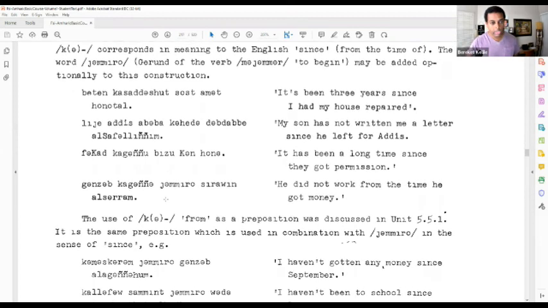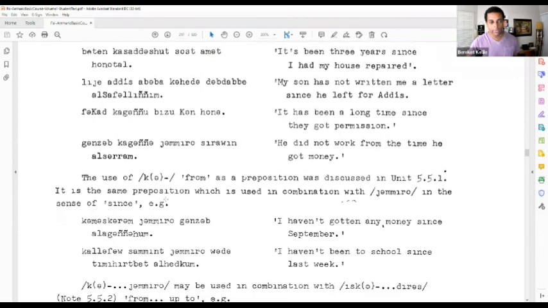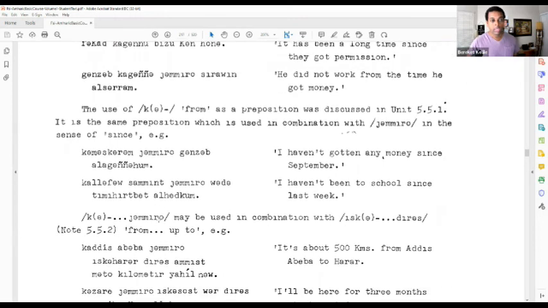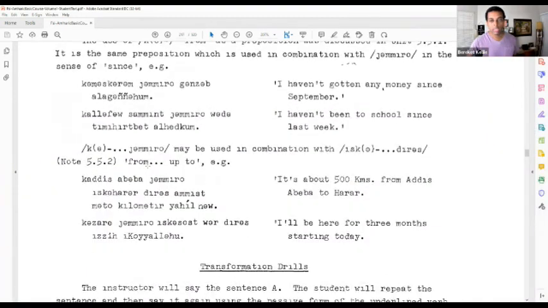And this is similar to the reference back to Unit 5, where we first saw the ka prefix, where it meant from. It's the same use here with jamro. So it's kind of from whatever that verb is, beginning from that time, essentially. And it could be used in combination with escadaras. We saw that also in Unit 5, which is from up to.